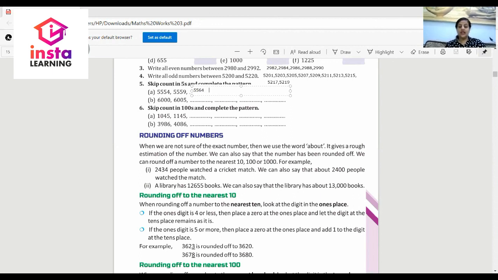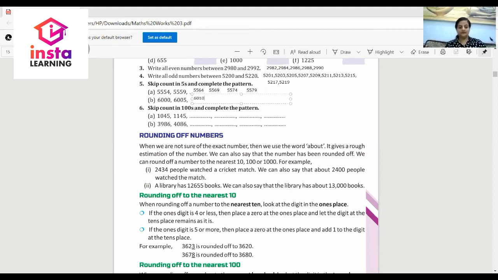Next, just add 5 again. So 55 will be the same, but 64 will become 69. Okay. Next is 5569 plus 5 will be 74. Next is 5574 plus 5 is 79. Okay, we have to write in 4 places. So we have written. Now next, it is very simple. It is like a table of 5.